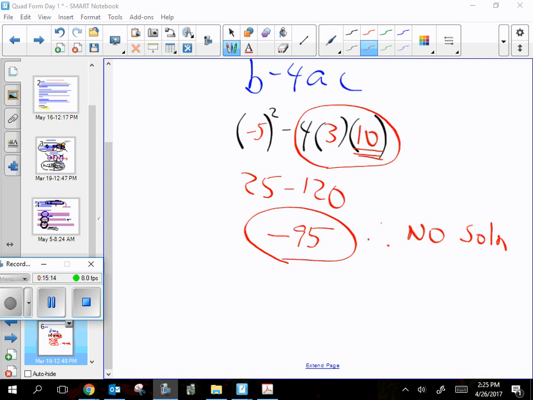S-O-N means sun. That means no sun. And that's really sad because if we don't have any sun, we're all going to die.